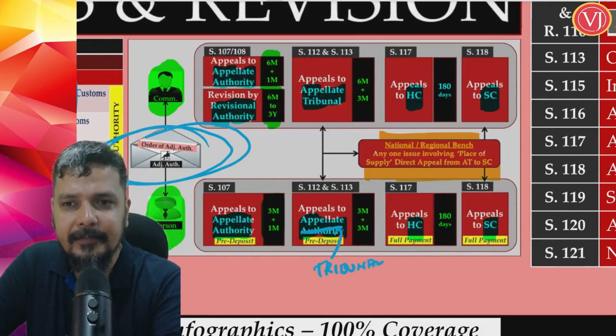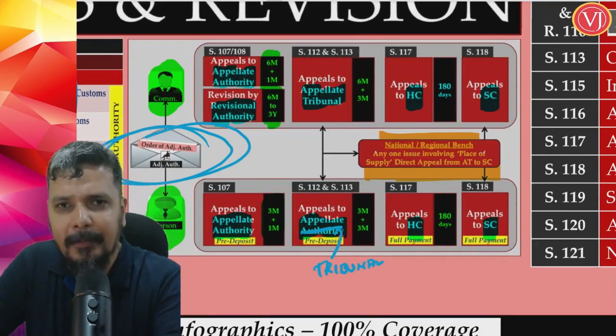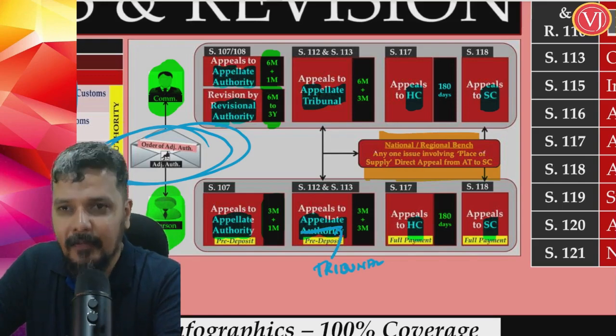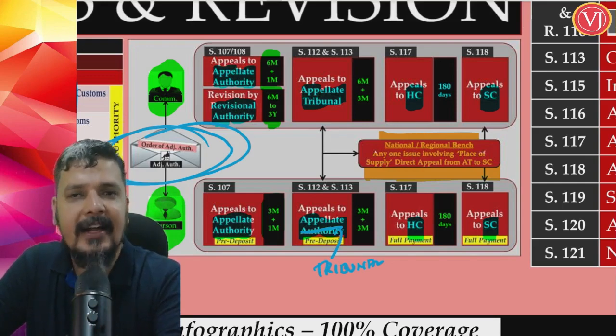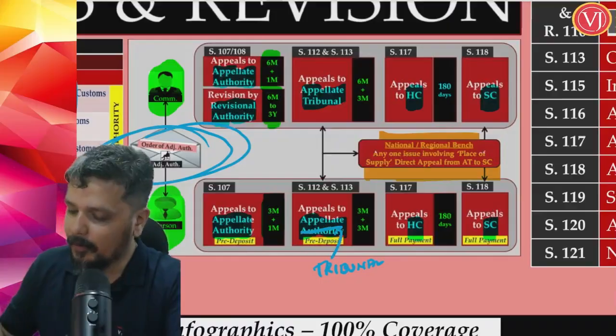From tribunal directly to Supreme Court, only one possibility. What is that possibility? The question is that of question of law dealing with place of supply.